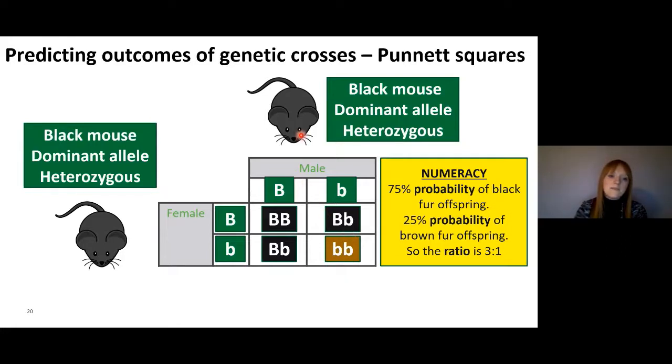Now look at this. Black mouse and black mouse can give rise to a brown mouse, okay? So it doesn't have to be that the parents are brown themselves to have an offspring that has brown fur, okay? It's because they carry the recessive allele as well that there's always going to be a 25% chance that their offspring is also going to have a phenotype that is recessive. So the ratio in this case is 3 to 1, 3 to 1. And often in an exam, you'll be asked to give a ratio.